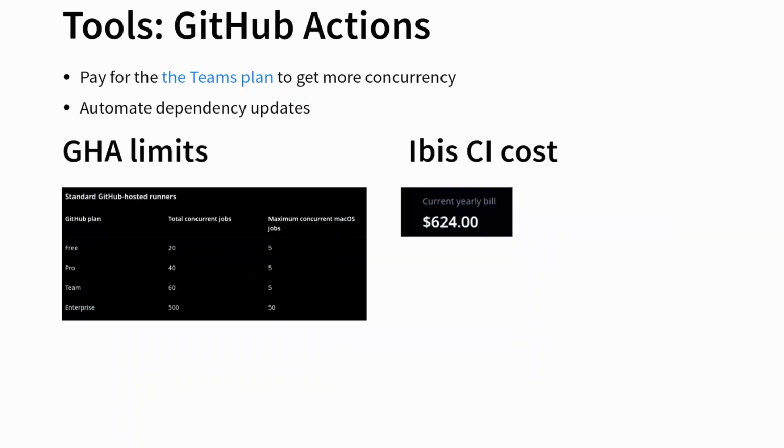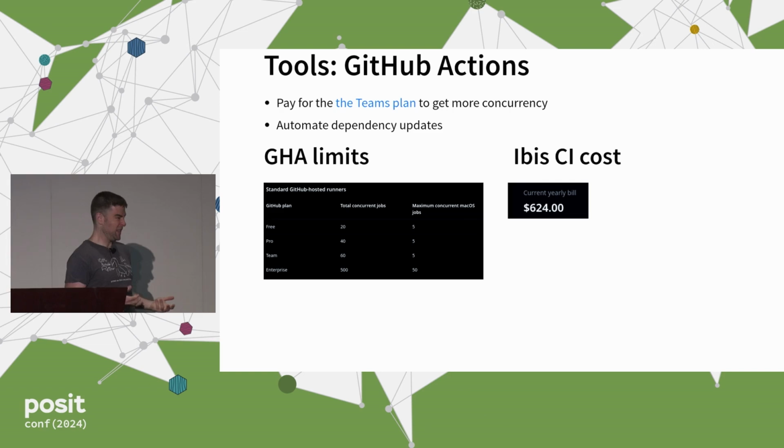GitHub Actions, not a whole lot here, but we ended up paying for what's called the Teams plan, which is just a way to run more stuff at the same time. And it's not particularly expensive. We spend $624 a year for a team of about 8 developers to work on Ibis full time.